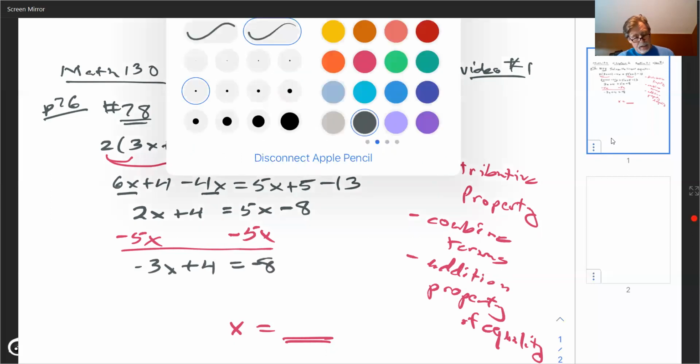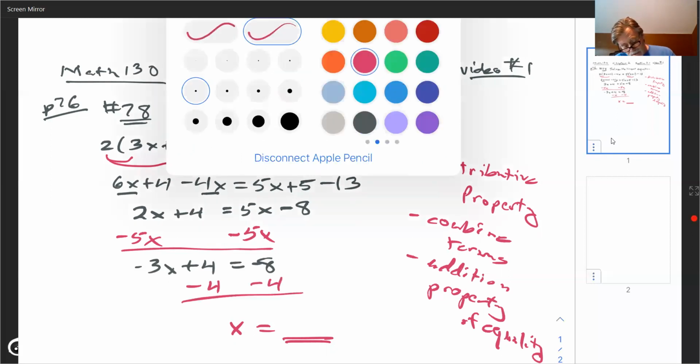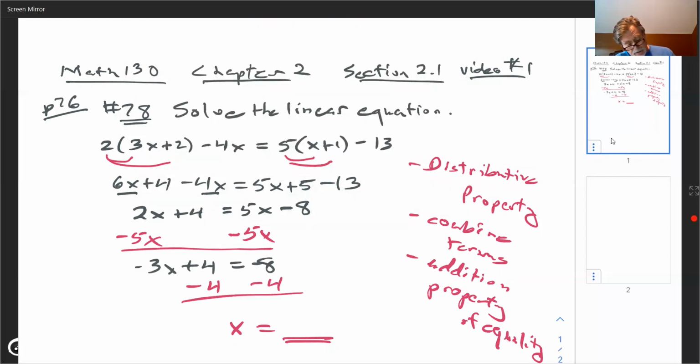Then, as you guys kind of know, if I get letters on the left, I want numbers on the right. So we'll go minus 4 to both sides. That's the same property, the addition property. In this case, we subtract again, right? So we end up with minus 3x is equal to minus, do your numbers right, minus 8 minus 4 is minus 12.